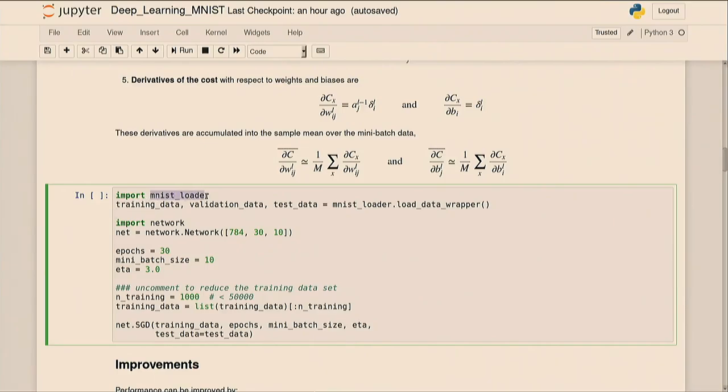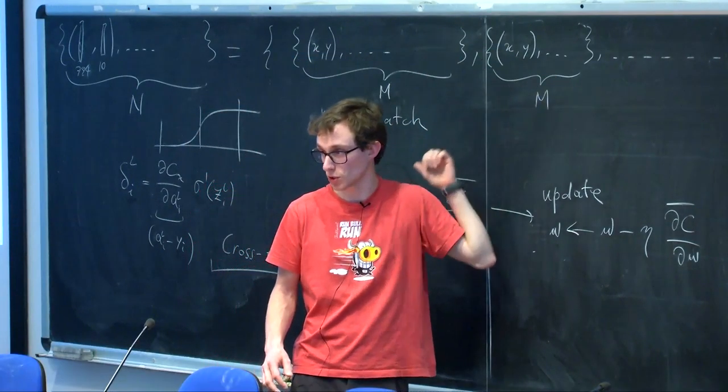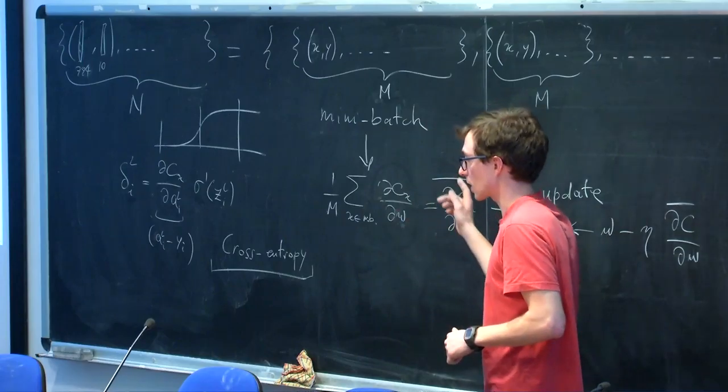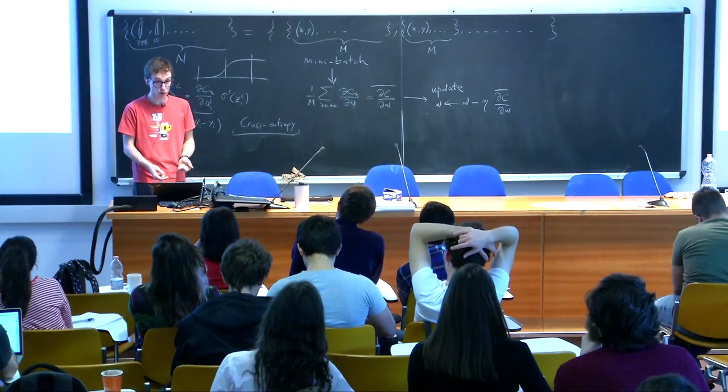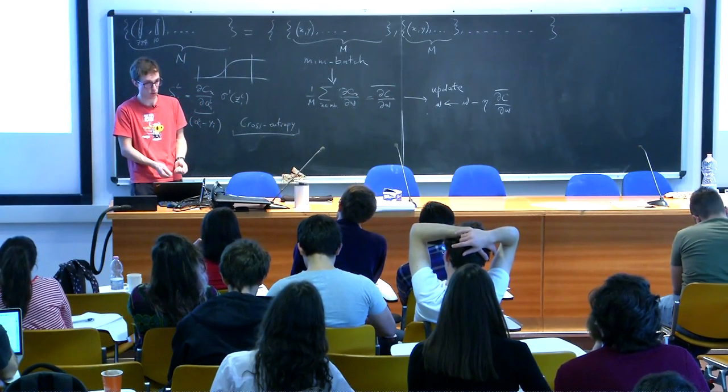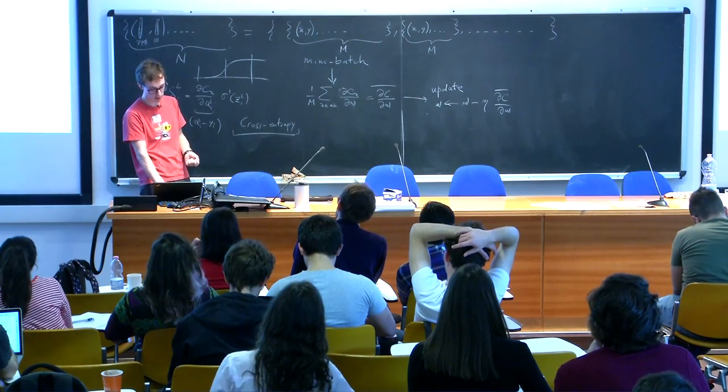One word about how the MNIST database is loaded into the program. You see that this MNIST loader, the load data wrapper function, takes this MNIST database and loads it into some lists, which are training data, validation data, and test data. The training data, with input and output, is what you're using for this stochastic gradient descent. But then you might want to test your network to see how many hits or misses you get, how many correct classifications.